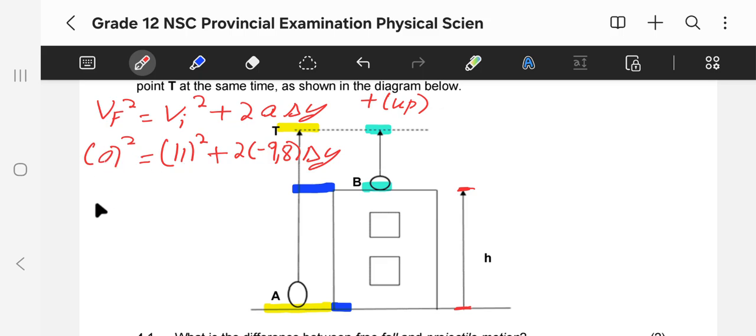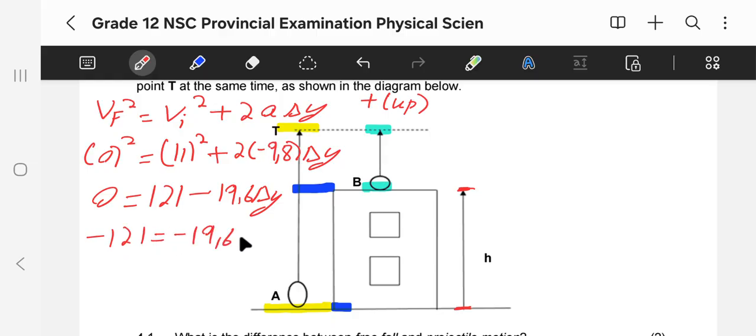Then this will be 0 is equal to, this one is going to give me 121 minus, this one is going to give me negative 19.6 delta Y. Then I'm going to transpose 121 to the other side. It becomes negative 121 is equal to negative 19.6 delta Y. Then I divide by negative 19.6 on both sides.